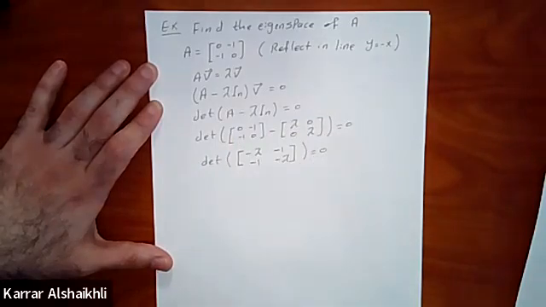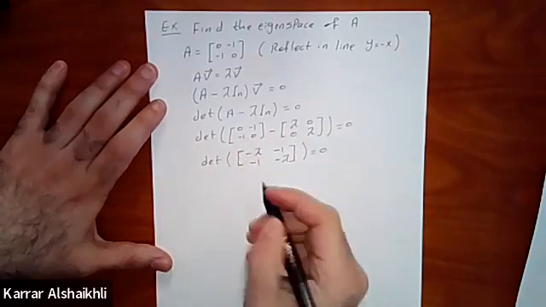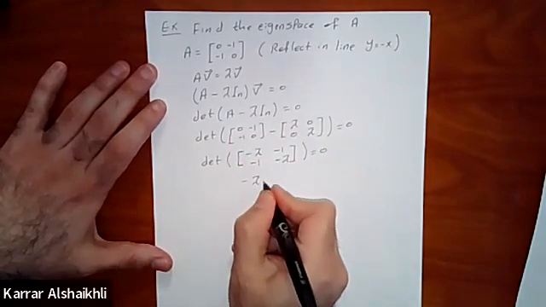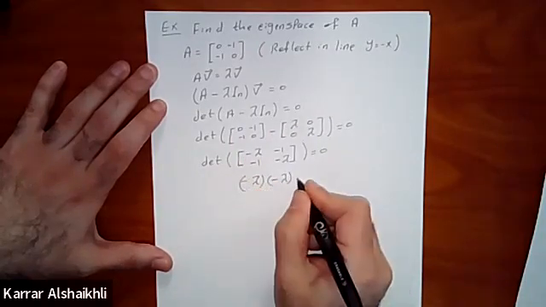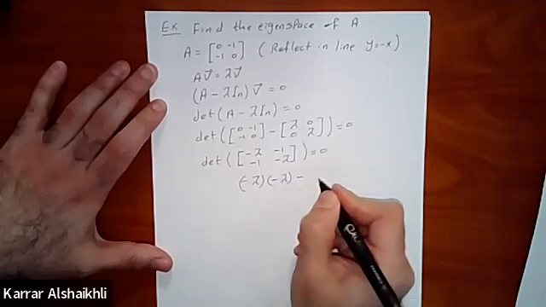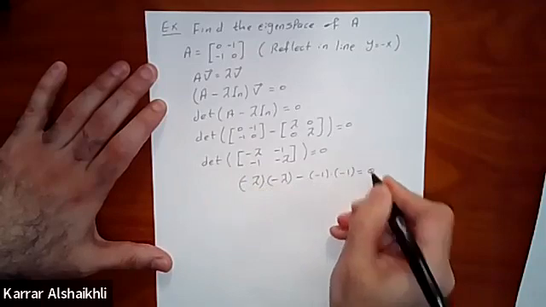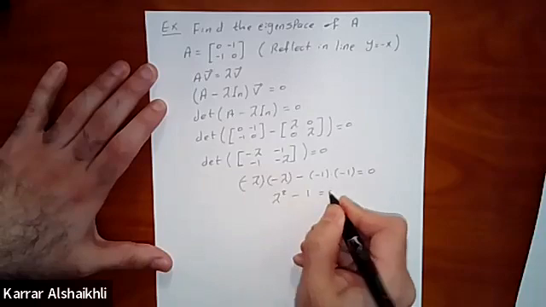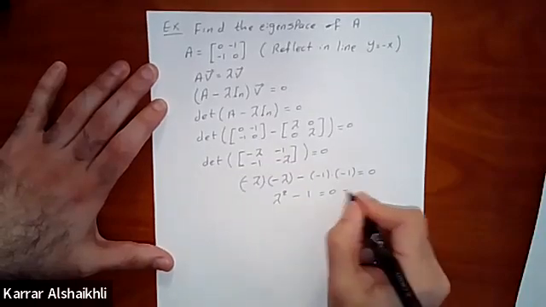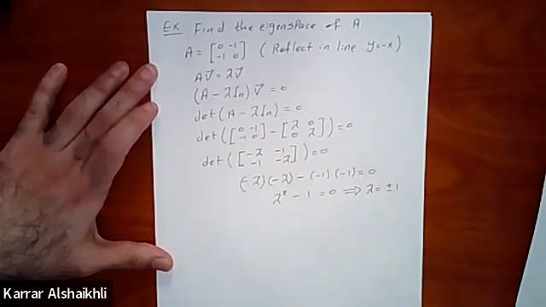How to find the determinant for a 2 times 2 matrix? Just multiply across. Negative lambda times negative lambda. I'm going to write it down so you're not going to forget. Minus negative 1 times negative 1 equals 0. That means it's going to be lambda squared minus 1 equals 0. So lambda is going to be plus or minus 1.